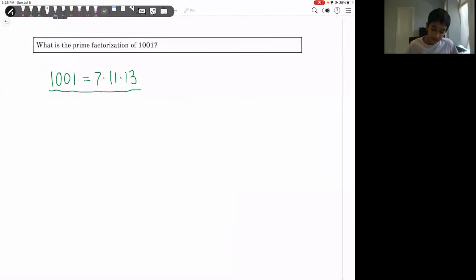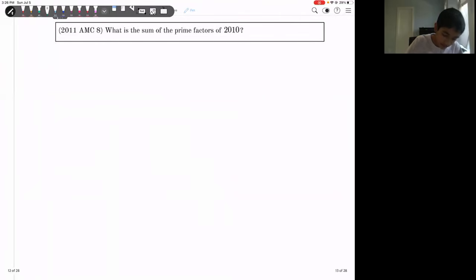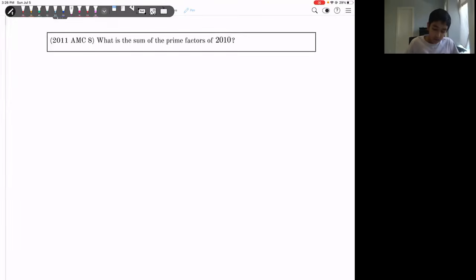Okay, let's move on then to a problem from the 2011 AMC 8. What's the sum of the prime factors of 2010? So let's find the prime factorization of 2010. Let's just break it up into 2 times 1005. Now we easily see that 5 is a factor, so let's just do 5. And then 201. And from here, as we'll learn later, the divisibility trick for 3, we find this is divisible by 3, and you can divide out and get 67.